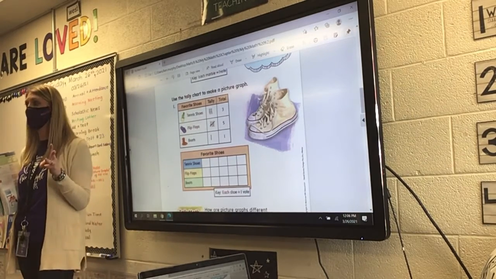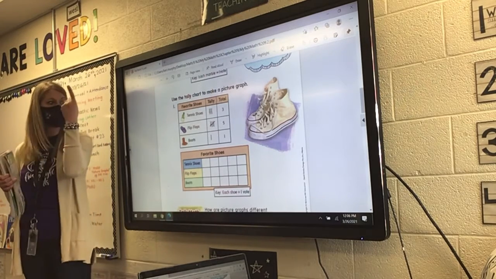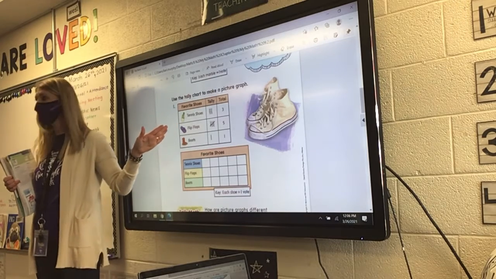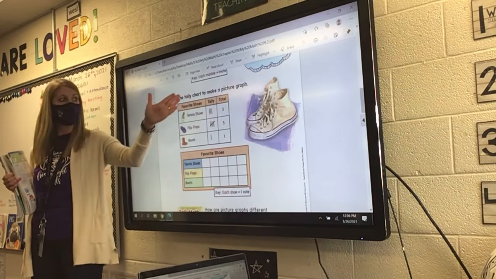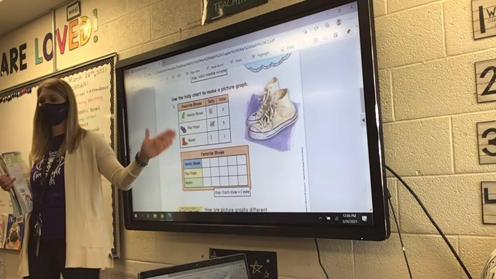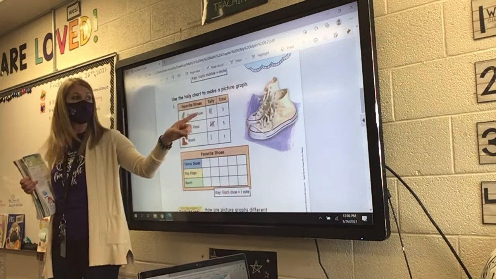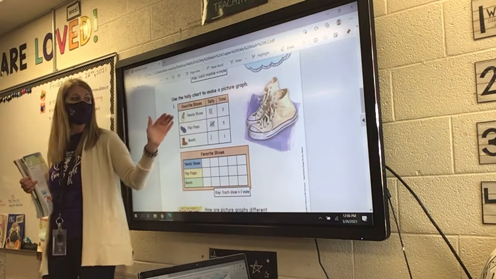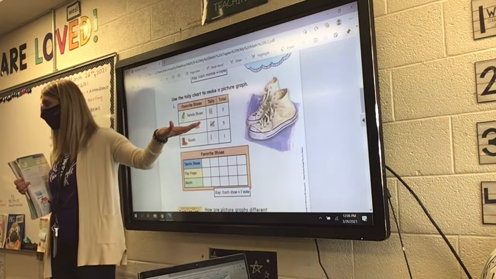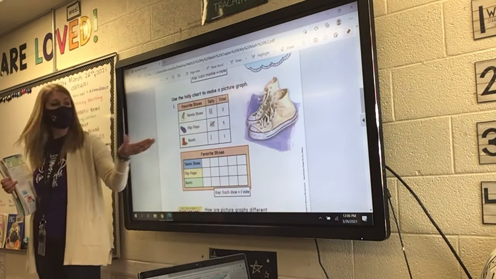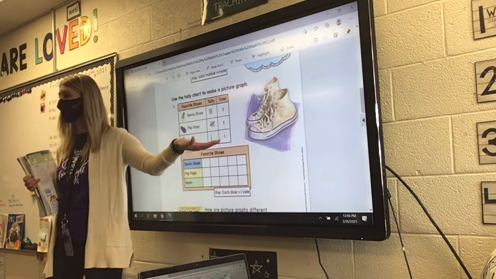What are my 3 choices, Addie? Tennis shoes, flip-flops, boots. Good. So those are my only choices that I have. So here are the tallies of the students that like these shoes. For tennis shoes, Carson, how many people like tennis shoes? 3. There's 3 tally marks and there's the number 3. John, how many like flip-flops? 5. Good. A bundle of 5 and the number 5. Leah, how many like boots? 1. Good job, because there's 1 tally, so 1 boots.